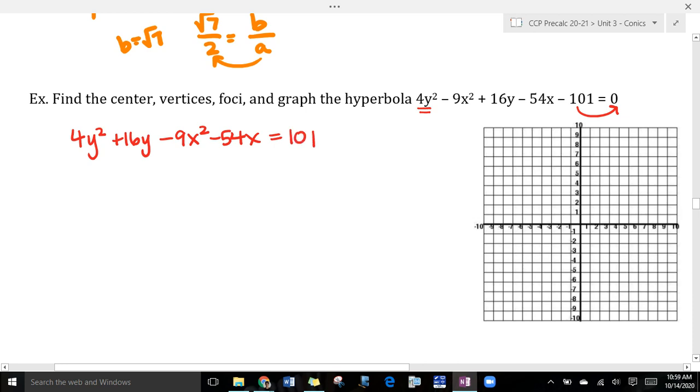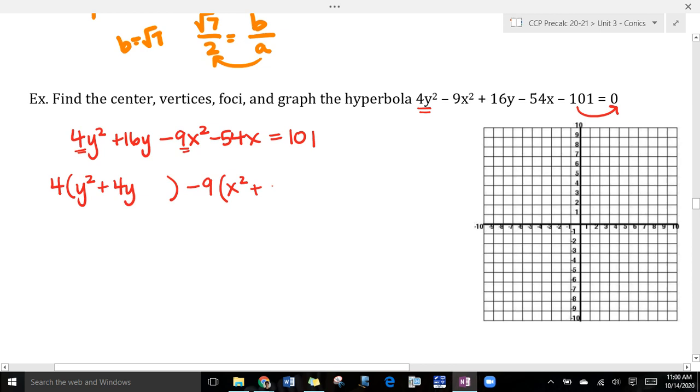Okay, so I've rearranged. y's are coming first because they had the positive squared coefficient. And now, just like with ellipses, anytime we have a coefficient in front of our squared term, we need to factor it out. So for the y's, I'm going to factor out a 4, which leaves me y squared plus 4y, and I'm going to leave myself a little space because you know what's coming. Now for the x's, I'm going to factor out a negative 9. So minus 9, which leaves me x squared. Now be careful here. It was a minus 54x. I'm factoring out a negative 9.